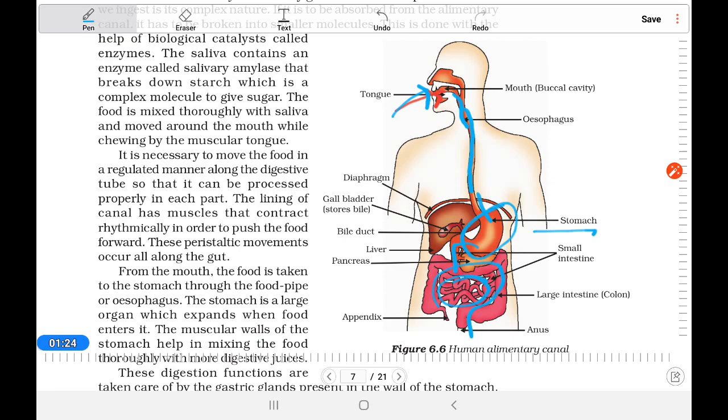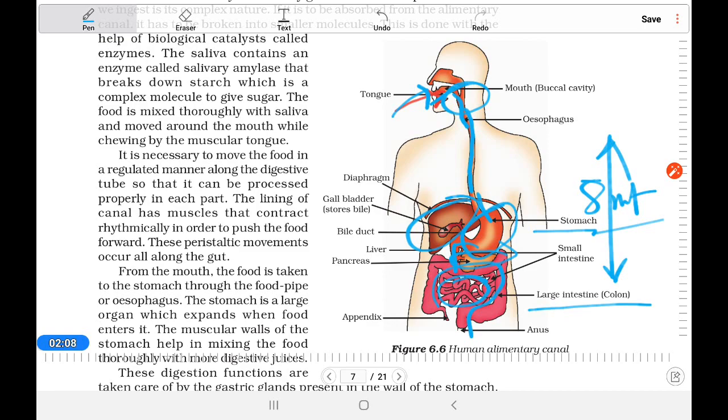There are two main components. One is the very long food pipe, from the mouth to the anus, which is 8 meters long, and another is the digestive glands. Here the salivary gland, here the liver, pancreas. So one is the food pipe, another is the digestive glands. The intestinal area is not very clear to understand from this diagram.